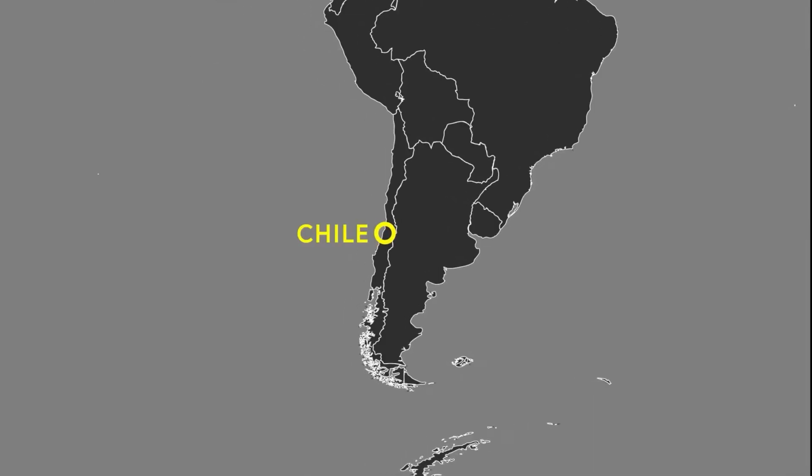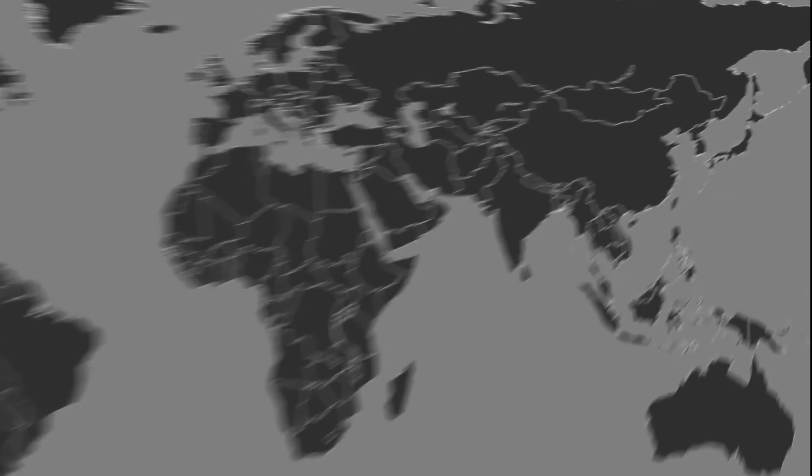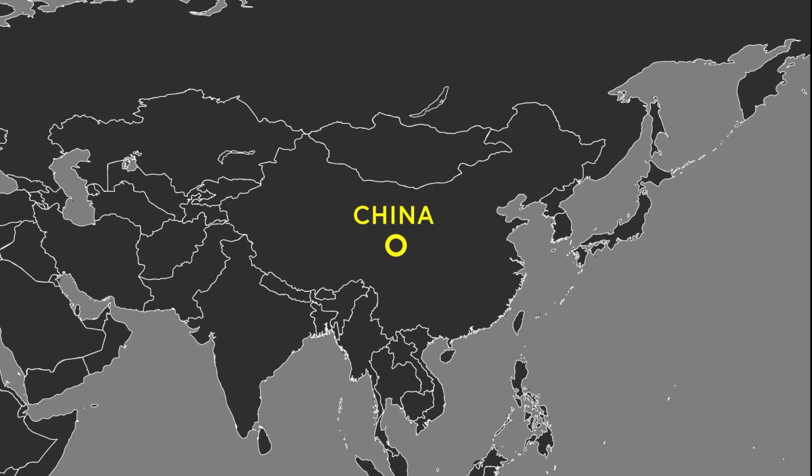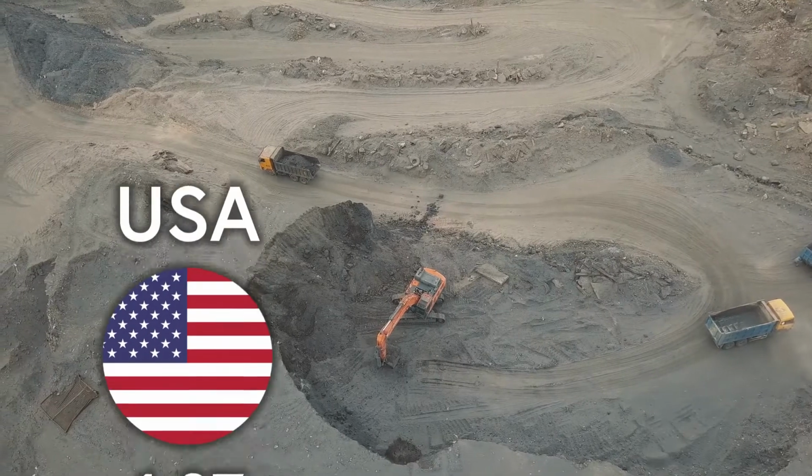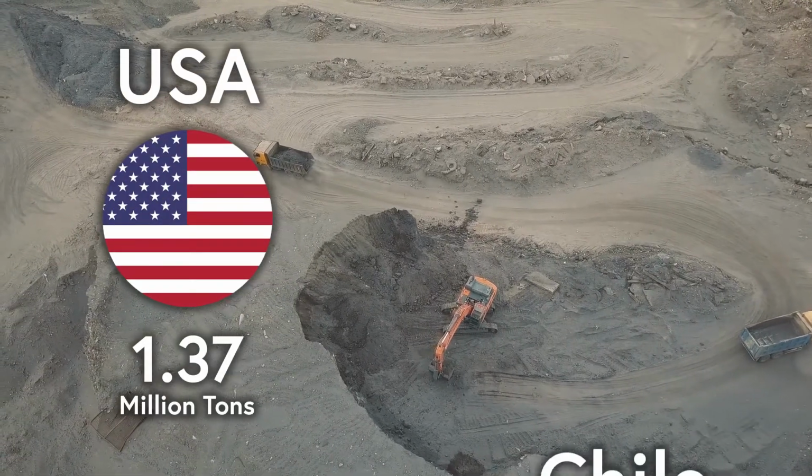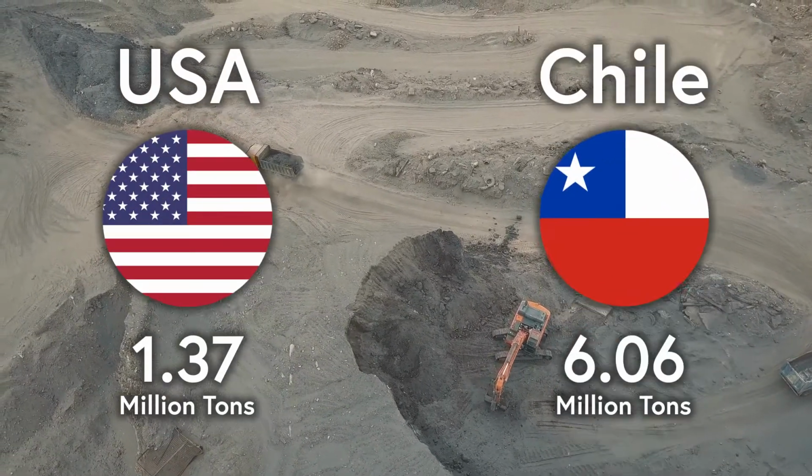Interestingly enough, Chile is actually the world's largest copper producing country, containing the mine Escondida, and this is followed secondly by China. The US alone produced 1.37 million tons of copper this year, compared to Chile's 6.06 million.